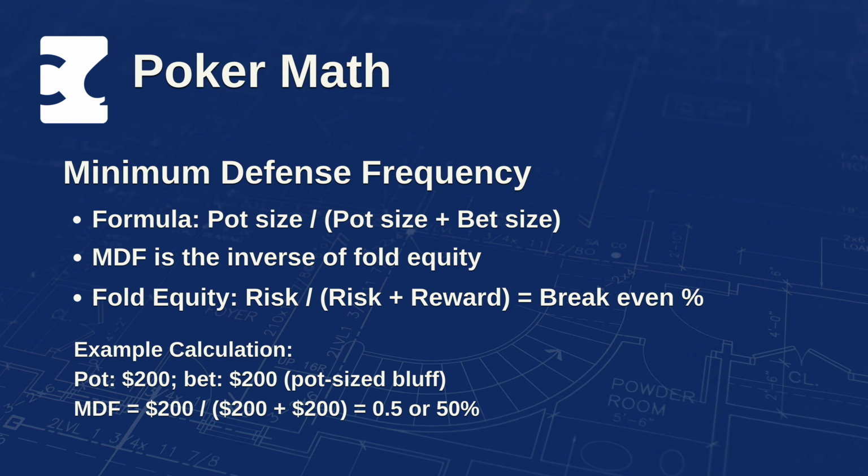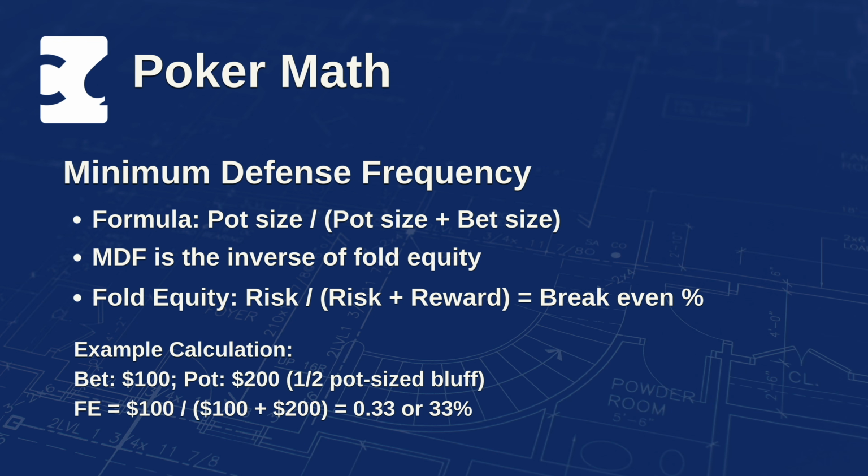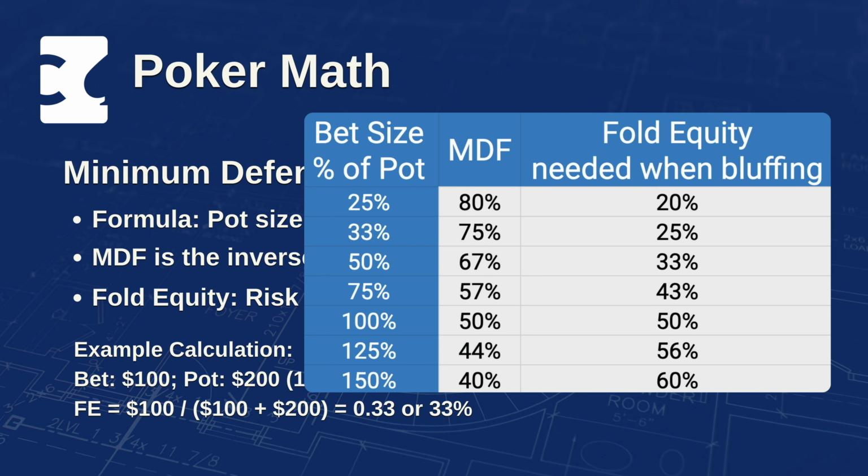An example, if there is 200 in a pot and you make a pot size bluff of 200, you're risking 200 to win 200. So 200 over 400 equals 0.5 or 50%. So when you make a pot size bluff, you need the opponent to fold 50% of the time to break even. You can look at this with other sizes as well. If you use a half pot size bet, betting 100 into 200, you put 100 on the top of 300 and get 0.33 or 33%. I also made a cheat sheet for this right here as well.